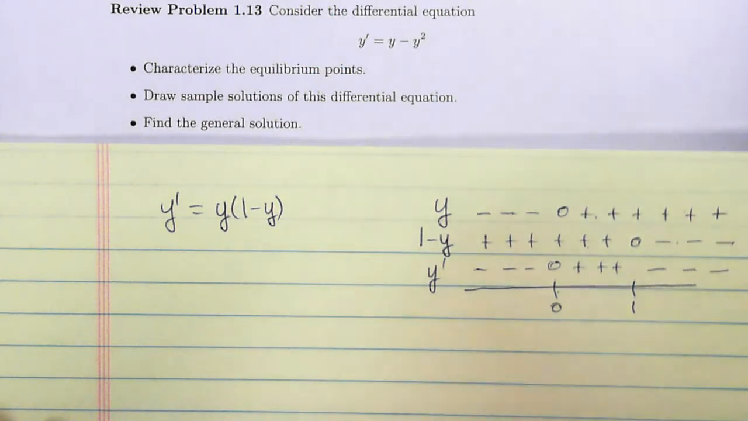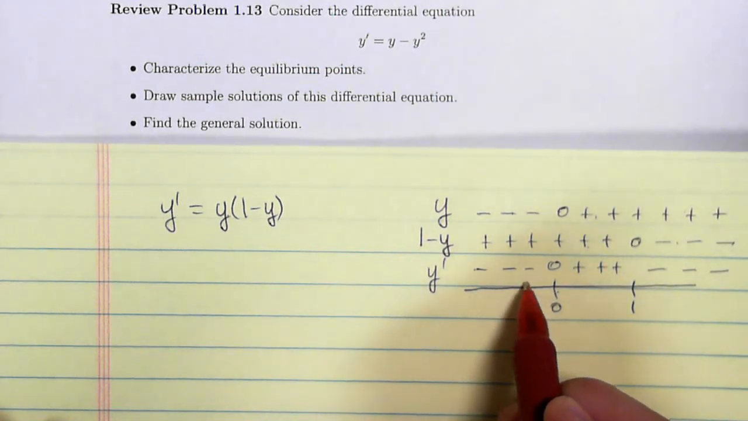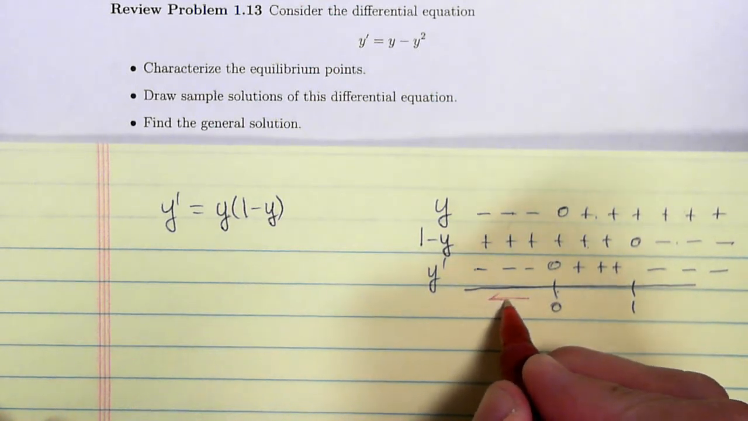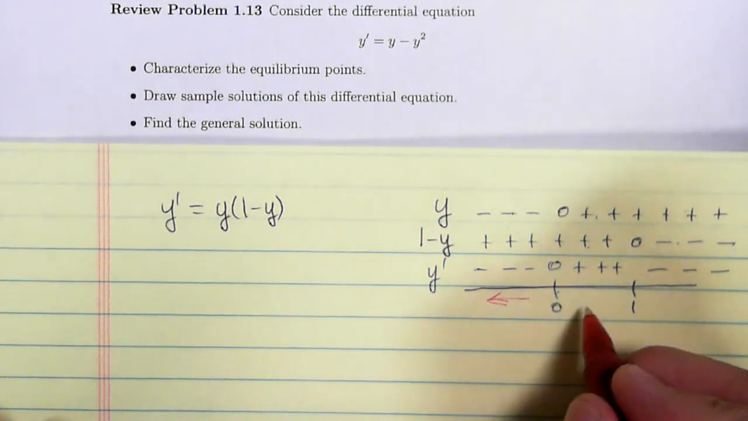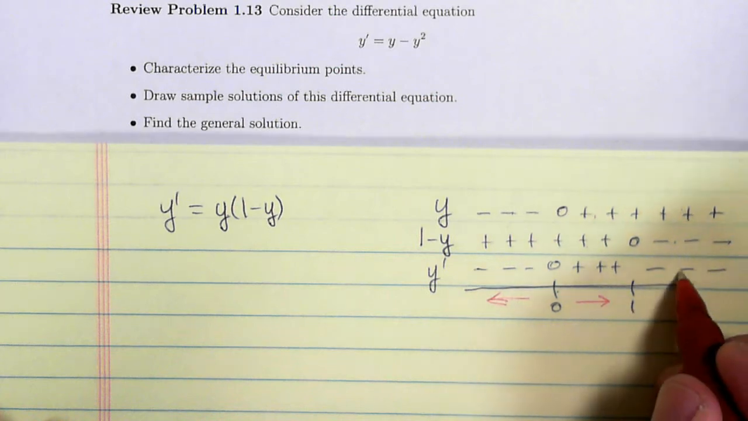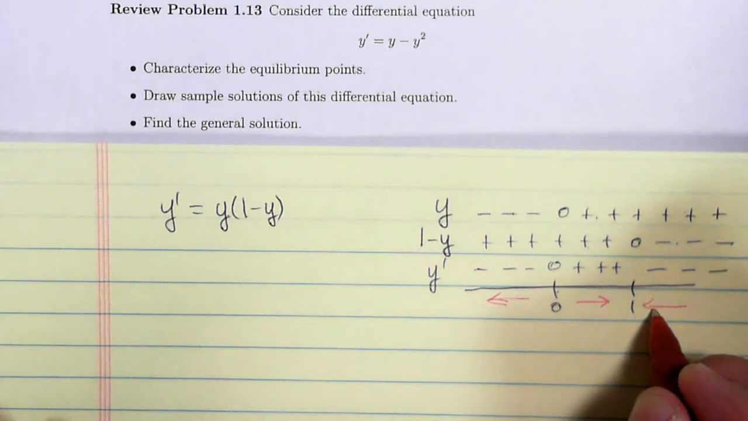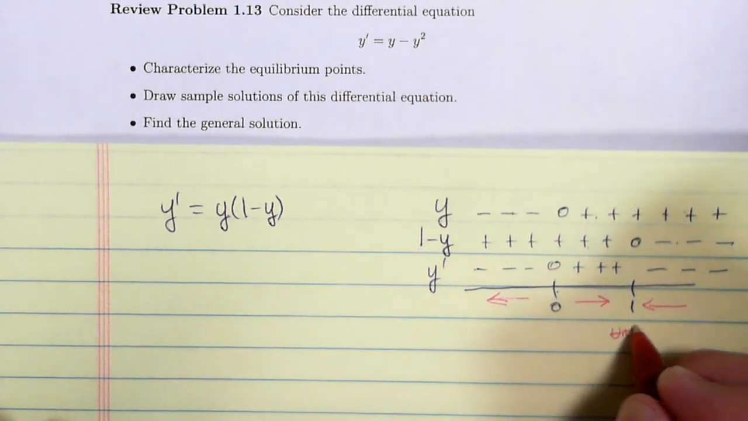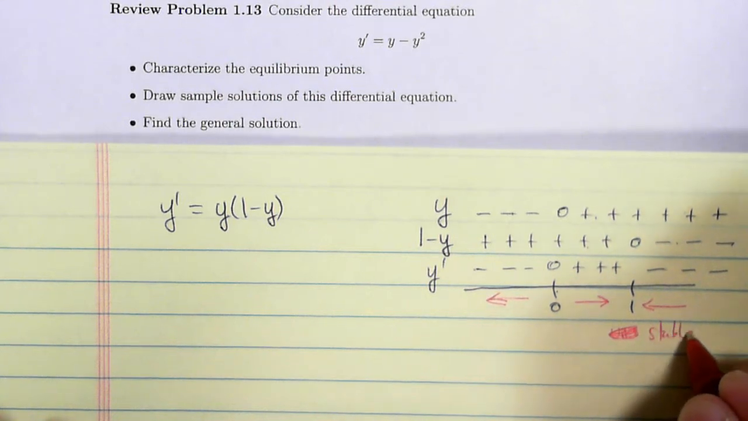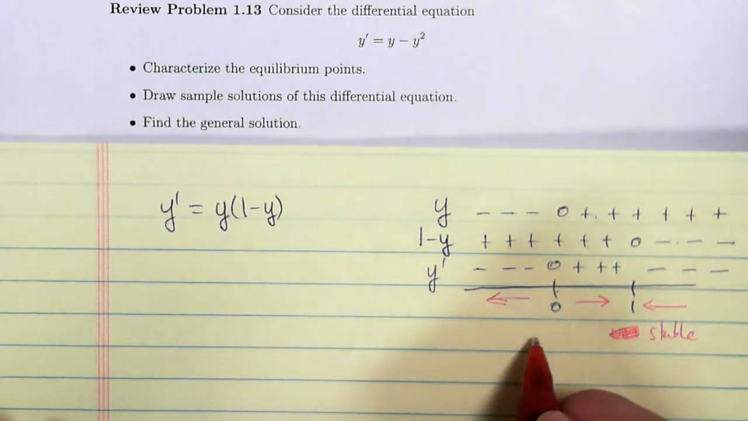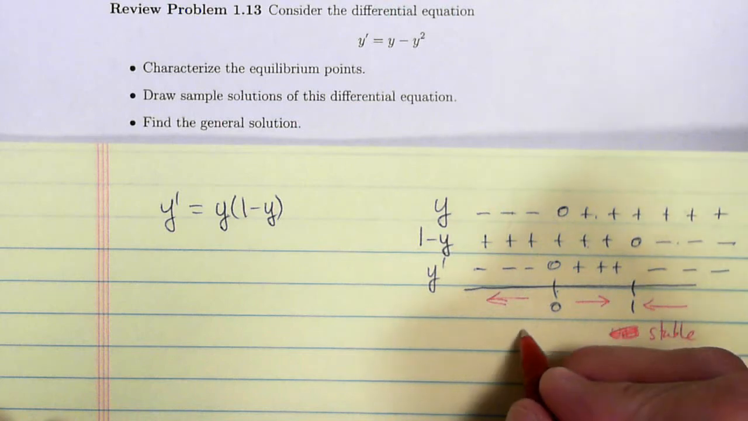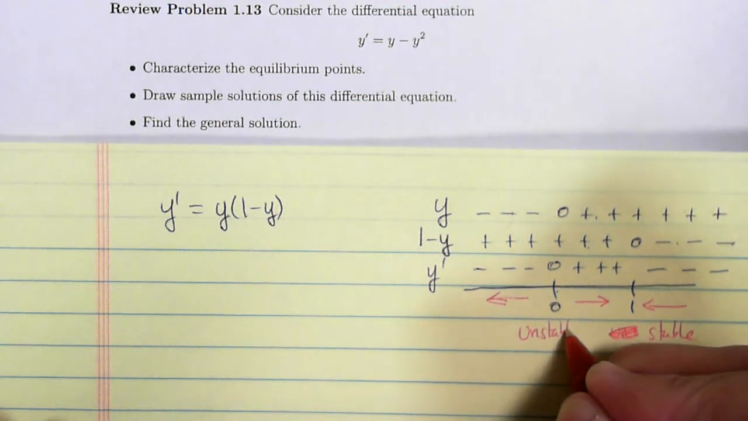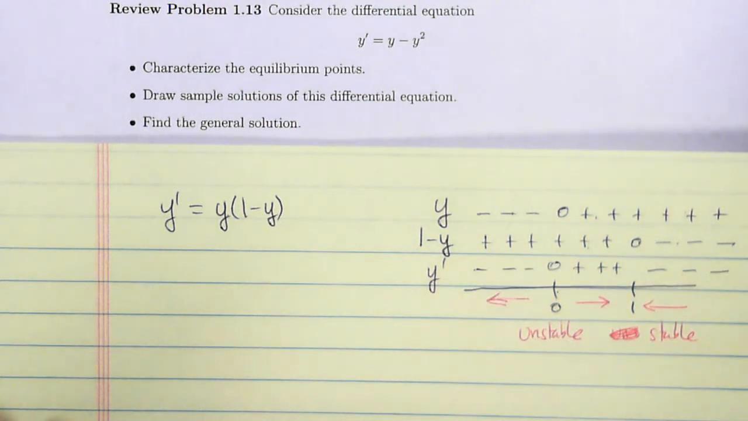And so therefore, to the left or below 0, the solutions are decreasing. Above 0, the solutions are increasing. And above 1, the solutions are decreasing. So clearly, this 1 is going to be a stable equilibrium. The arrows are pointing toward 1, but both arrows are pointing away from 0, so this one will be unstable. Okay, so that's one way of characterizing the equilibrium points.